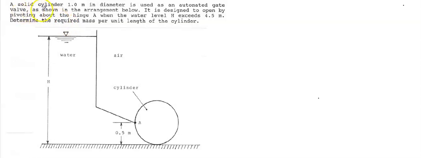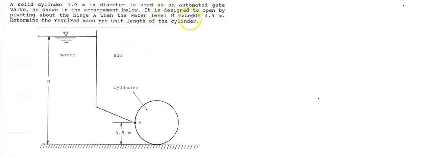So this is question 3. A solid cylinder 1 meter in diameter is used as an automated gate valve. So you can see the picture here. In this arrangement, this is the cylinder. This is the free surface. Here is water, and you can see the height here, and in this case the material is air.